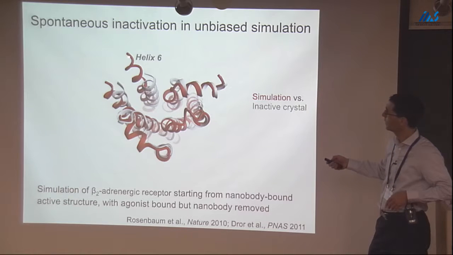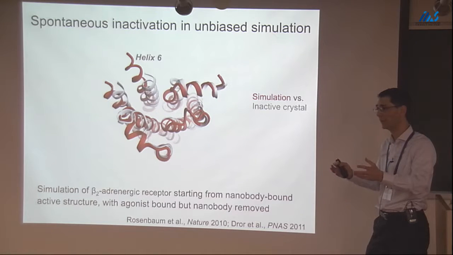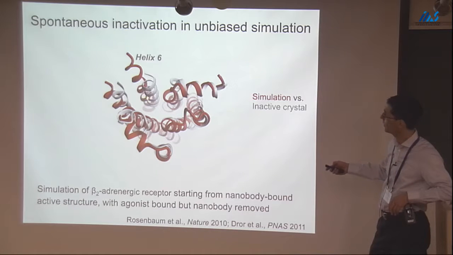So that structure looks active, and that structure is stabilized for crystallization in part by the presence of a G protein mimetic that binds on the intracellular side. The other structure, shown here in gray, essentially perfectly matches the inactive structure.